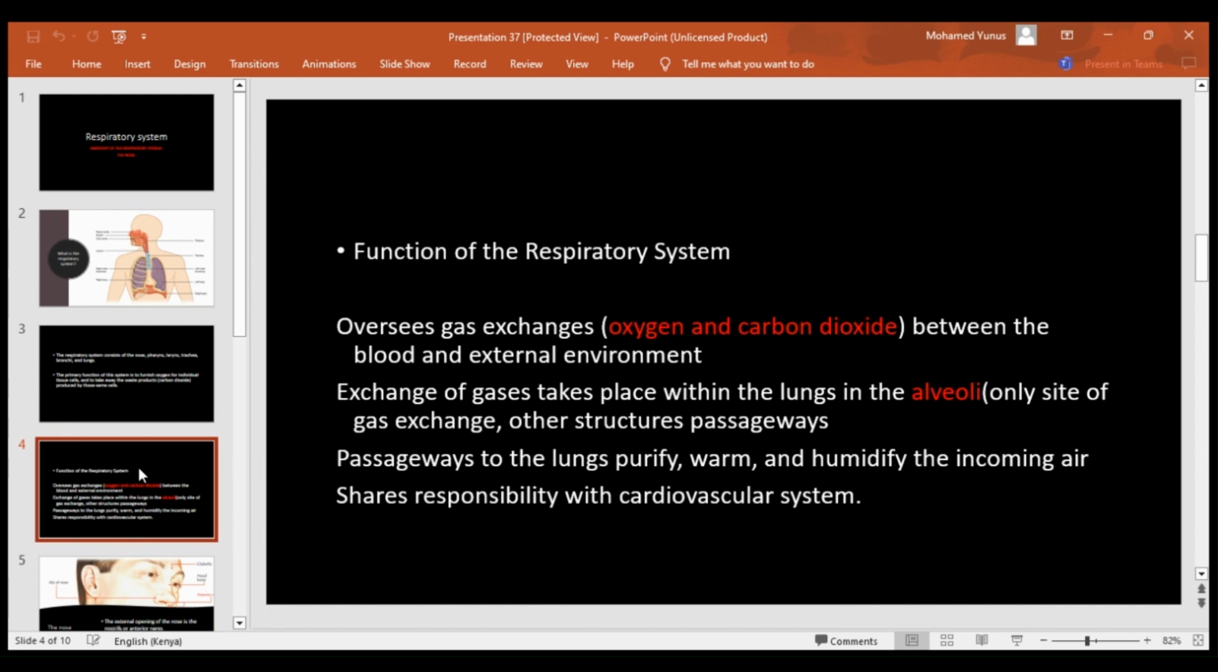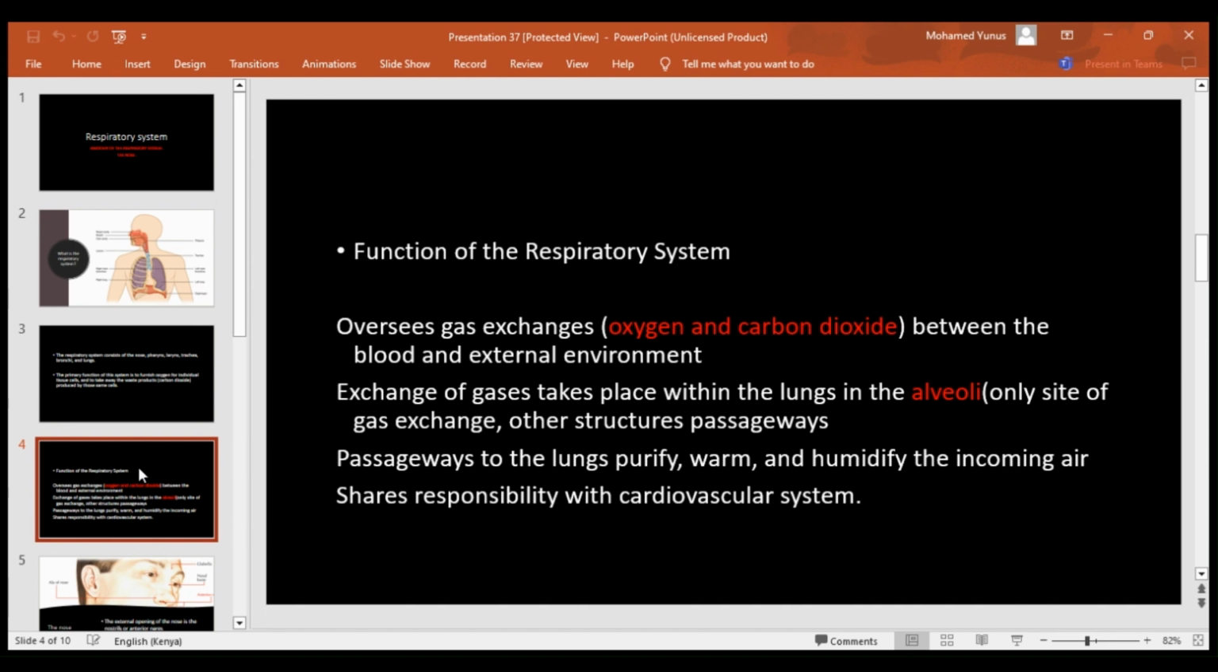So, what are the functions of the respiratory system? It oversees gaseous exchange, and the gases here are oxygen and carbon dioxide. It oversees gaseous exchange between the blood and the external environment. Exchange of gases takes place within the lungs in the alveoli, and the alveoli is the only site within the respiratory system where gaseous exchange takes place. The other parts, let's say the trachea and the bronchi, are just passageways. They lead the air towards the site of gaseous exchange.